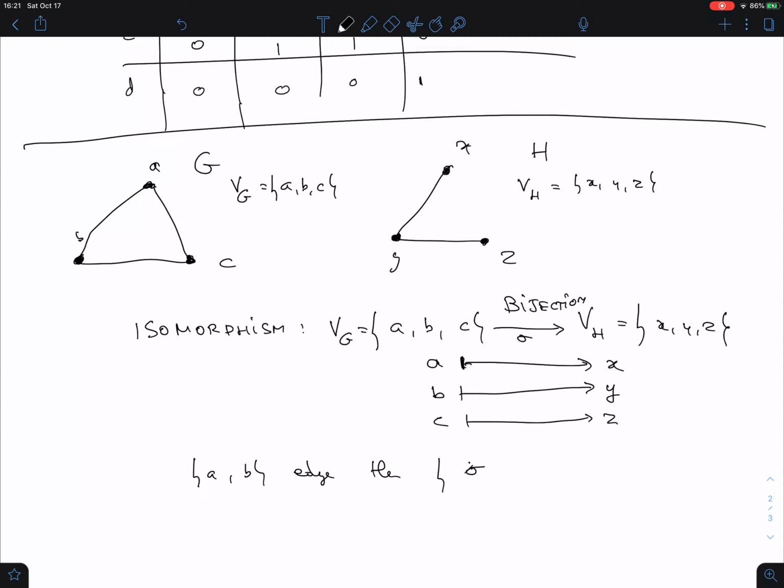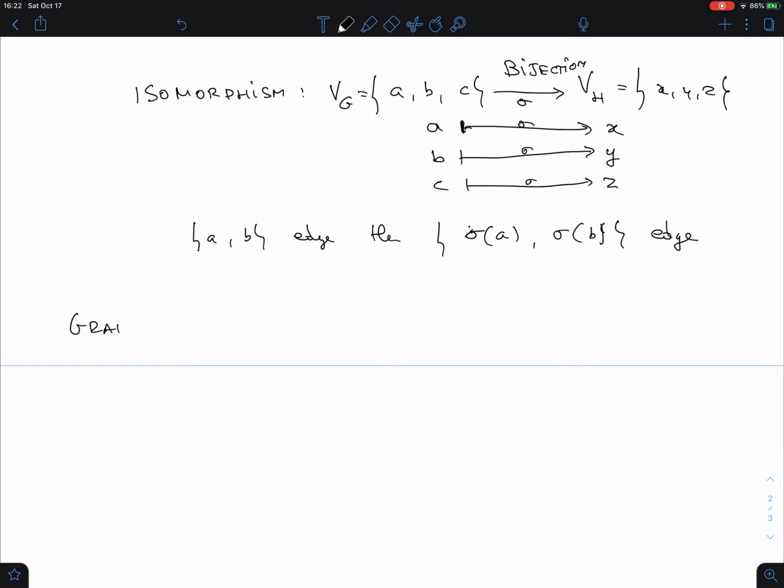So we give a name to this. This is a map, and the way that we write it is that sigma of A, that is X, and sigma of B should also be an edge. And no matter what sigma A and sigma B are, we see here it's X and Y, but in general, that is what we're going to have.